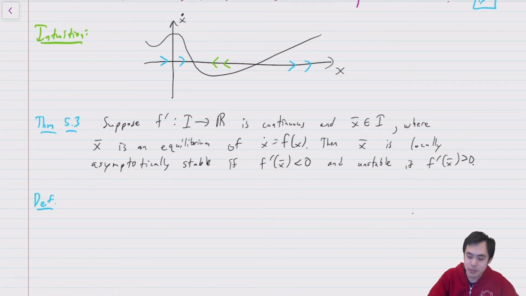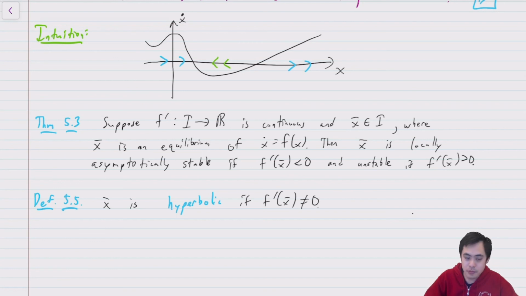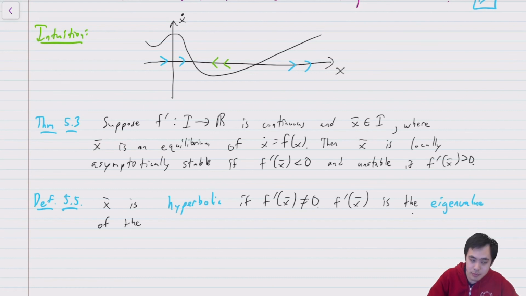For those cases, we're going to give it a special name. We're going to again call this hyperbolic. So definition 5.5: x bar is hyperbolic if f prime of x bar is not equal to 0, and f prime of x bar is called the eigenvalue of the linearized system, the linearized equation at x bar.